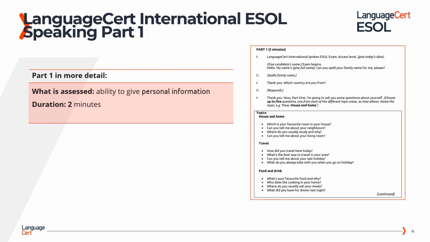Now a few more details about each part of the spoken exam. The aim of Part 1 is to assess the candidate's ability to give personal information. This first part of the spoken exam lasts 2 minutes.